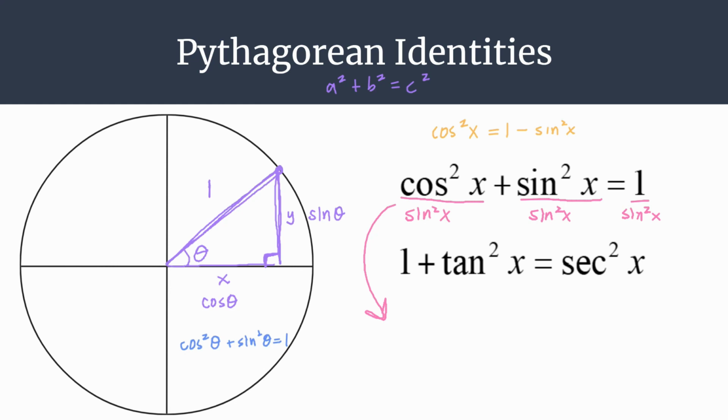We have cosine squared over sine squared. So that uses a quotient identity. That must be cotangent squared. Of course, sine squared divided by itself is 1. And then we have a reciprocal identity. 1 over sine squared is cosecant squared. So this will be your third Pythagorean identity.